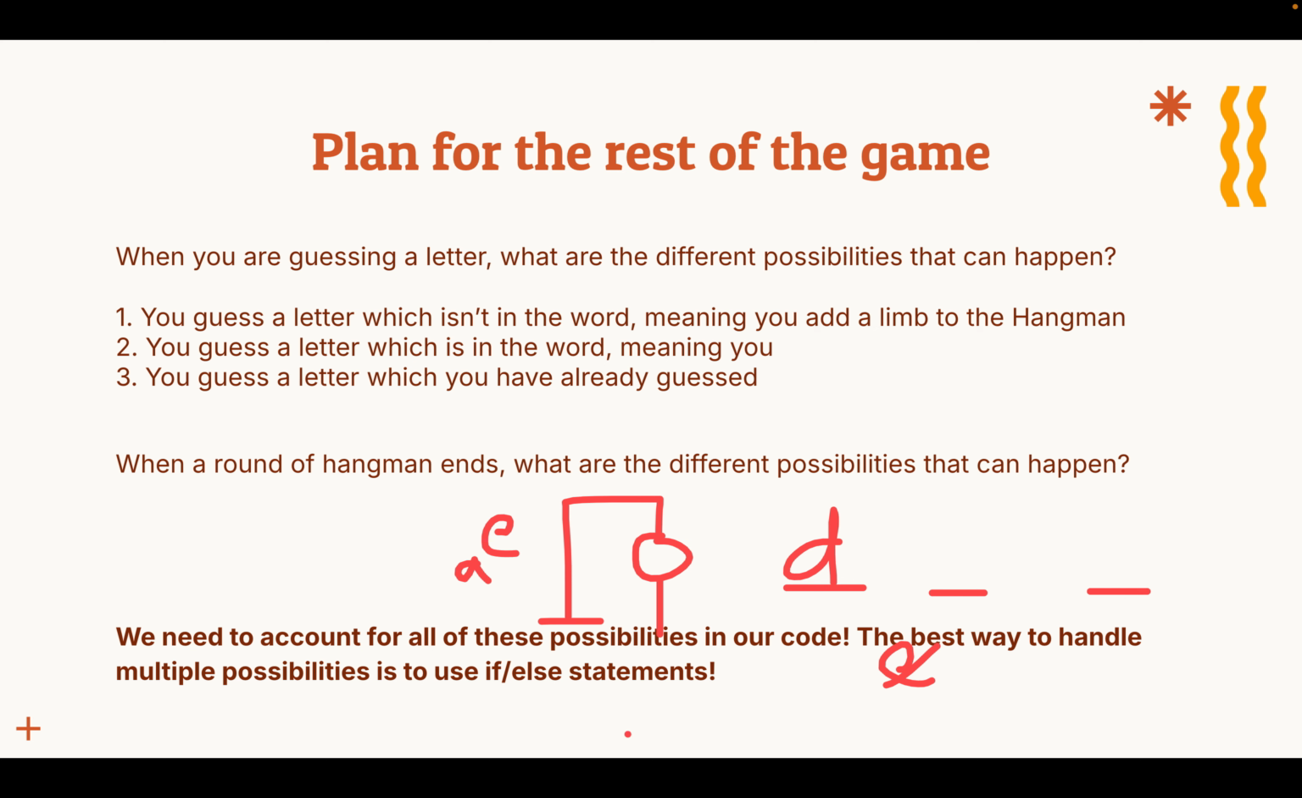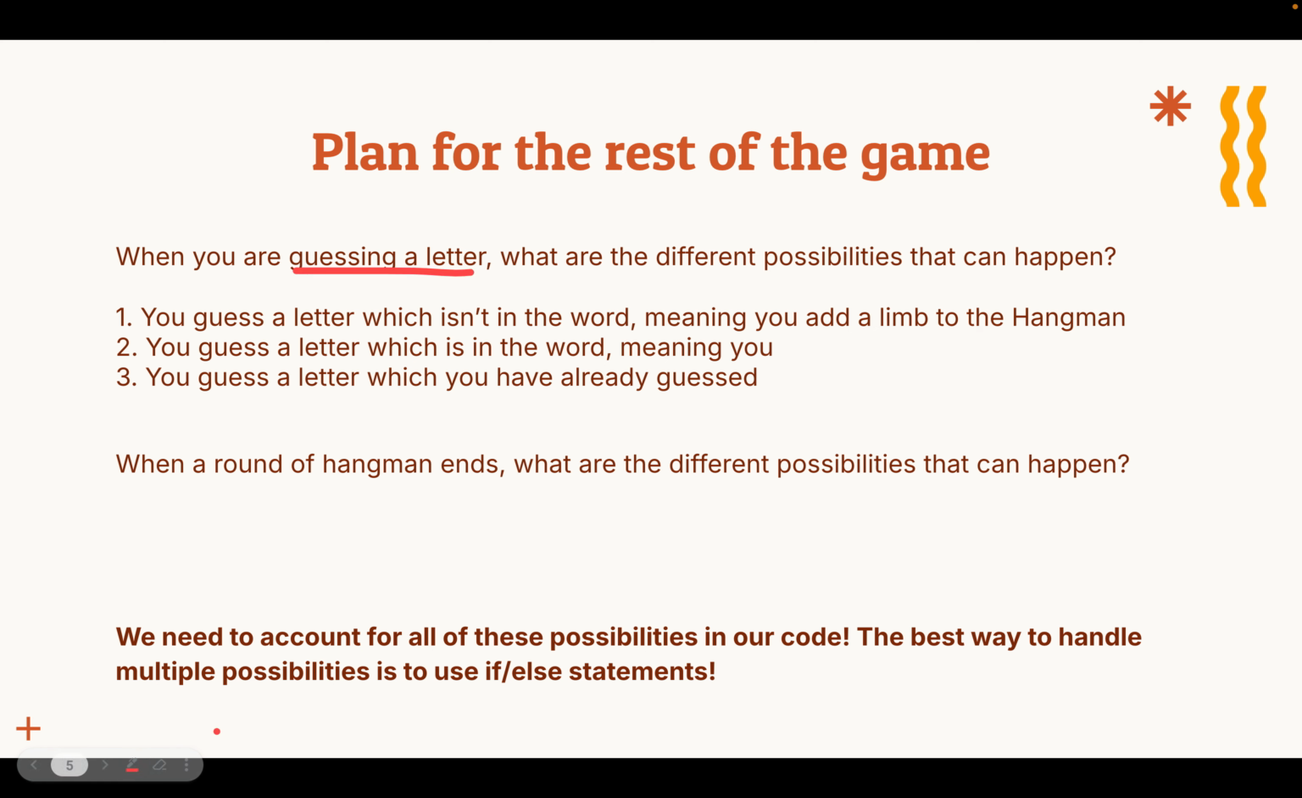And then finally, let's look at the third possibility, and that's if you guess a letter which you have already guessed. So let's say I try to guess E again. Nothing's actually going to happen. We're not going to draw another limb, and we're not going to draw anything here because we already guessed E. So in that case, nothing happens. So those are the three possibilities for when you are guessing a letter, right?